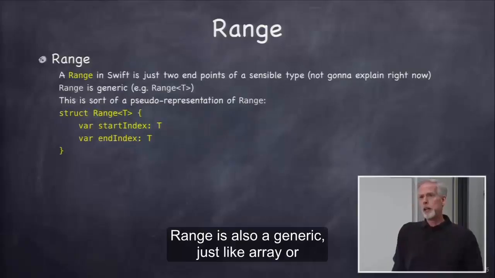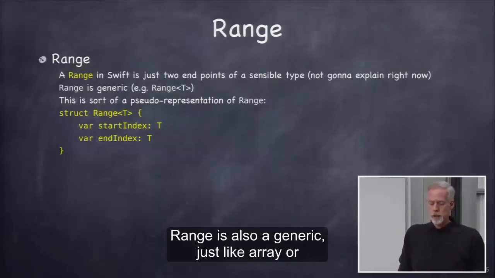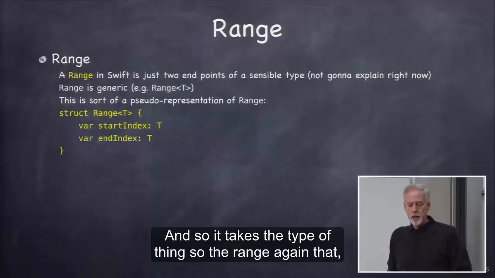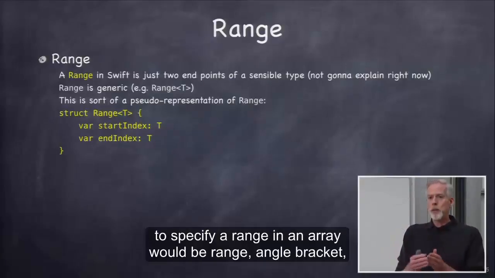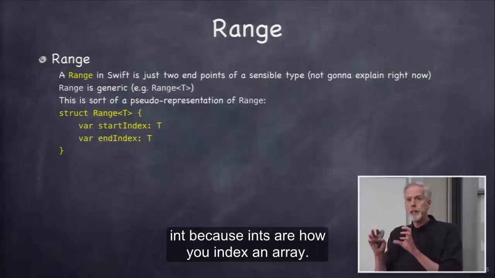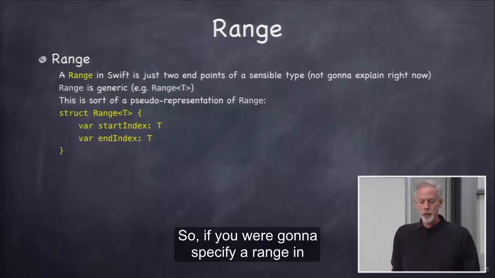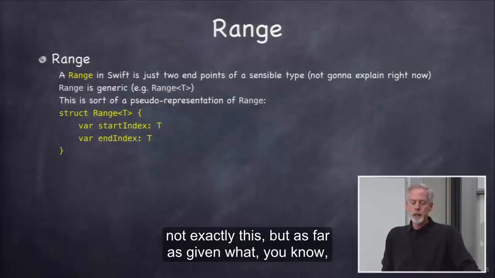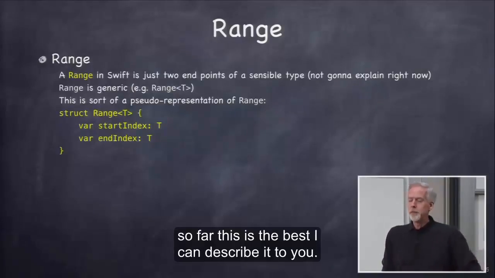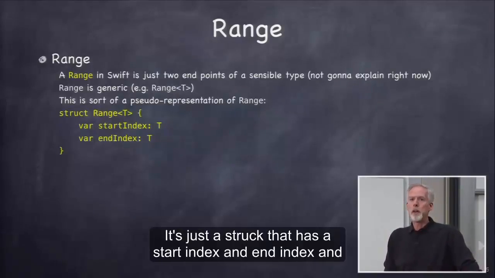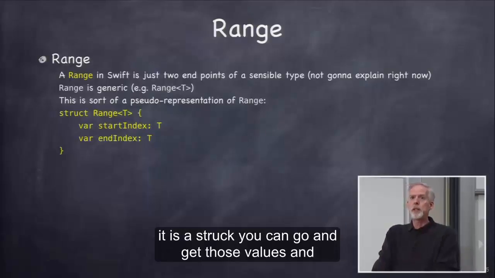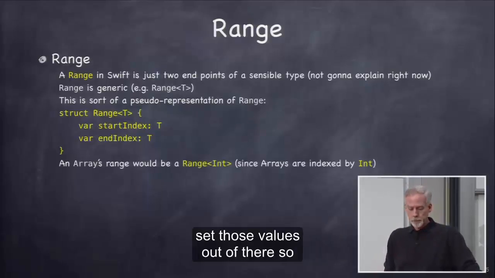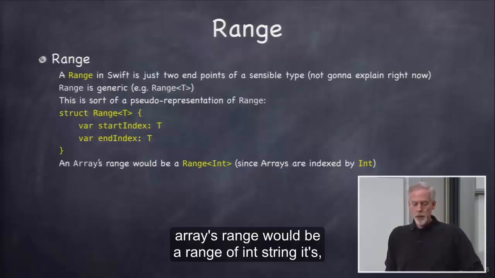Range is also a generic, just like array or that optional enum, and so it takes the type of thing. To specify a range in an array would be Range angle bracket Int, because ints are how you index an array. It's approximately what I put here. It's not exactly this, but given what you know so far, this is the best I can describe it. It's just a struct that has a start index and an end index, and you can get those values and set those values. So an array's range would be Range of Int.